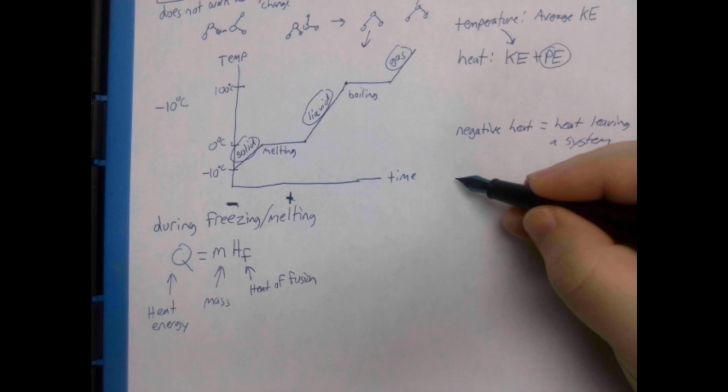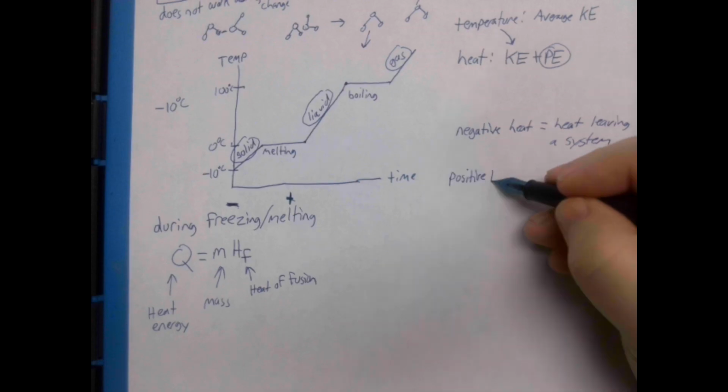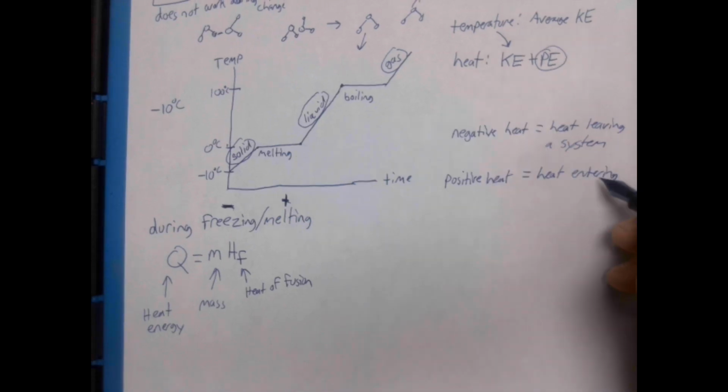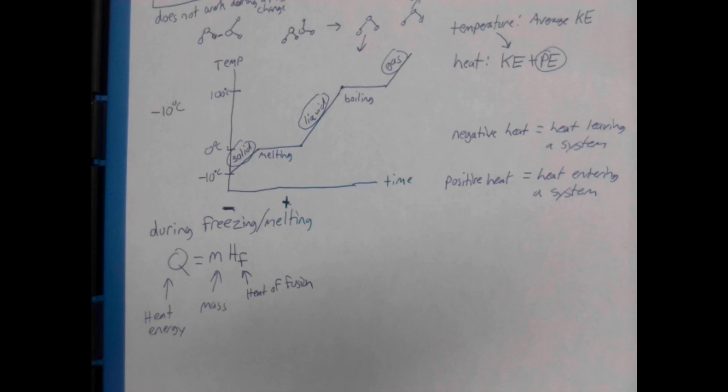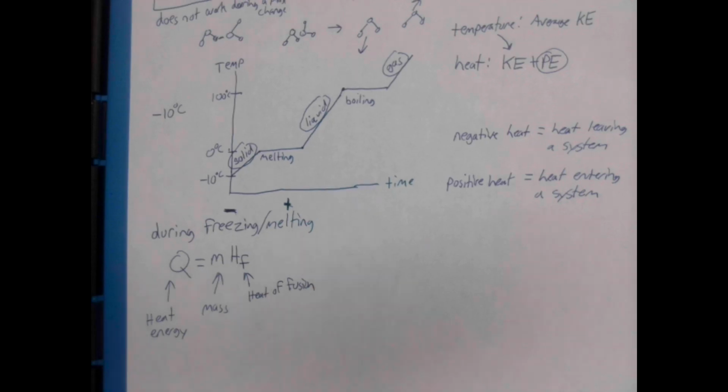Positive heat, by definition, is heat entering a system. So during freezing, we're pulling heat away to make it colder, so we should indicate it by a negative sign. When we're melting something, we're pumping heat into it to make it warmer, so we represent it by a positive sign.